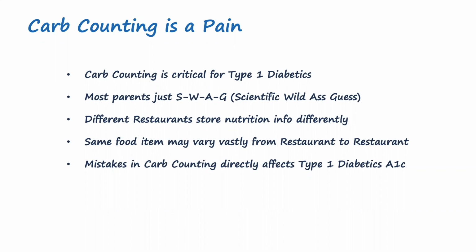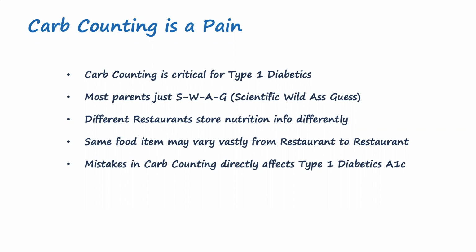And when we are at a restaurant, it's really difficult to get the carb information because different websites are organized differently and require a lot of clicks before we can get to the carb information. Plus, no two restaurants have the same kind of food. A cheeseburger in McDonald's could be vastly different from a cheeseburger at Burger King. So knowing the exact carbs in a particular food item can be very challenging.